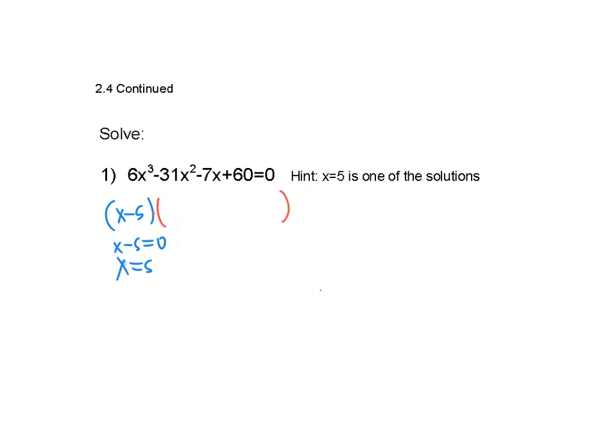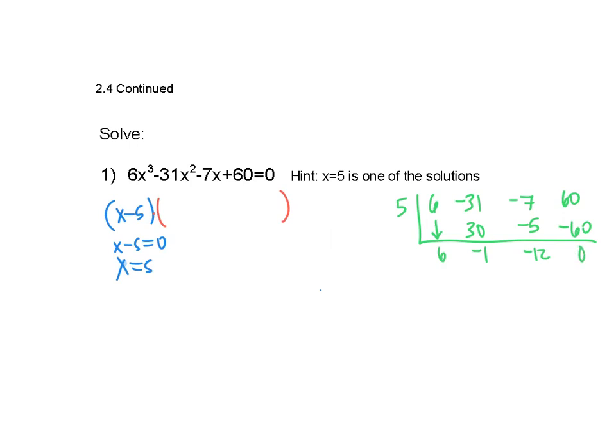So our goal is to take our original polynomial, which was 6x cubed minus 31x squared minus 7x plus 60, and we're going to divide it by x minus 5. So 5 goes outside. Let's use our synthetic division now. Let's drop down that 6. We multiply 5 times 6 to get 30, add to -31 to get -1, multiply 5 times -1, we get -5, add, that's -12, multiply 5 times -12 is -60, add, and we get 0.